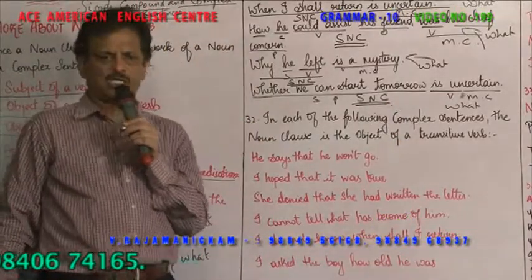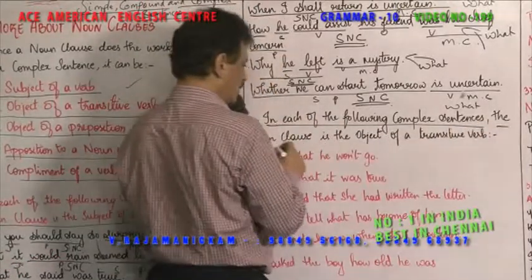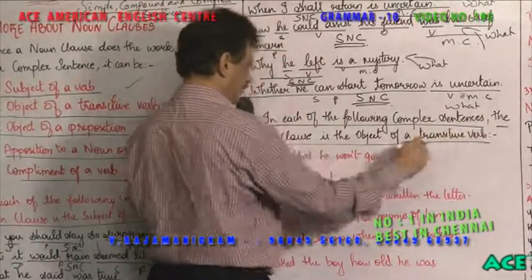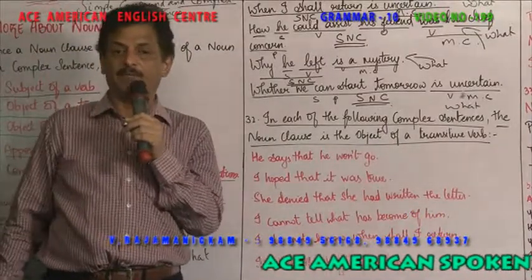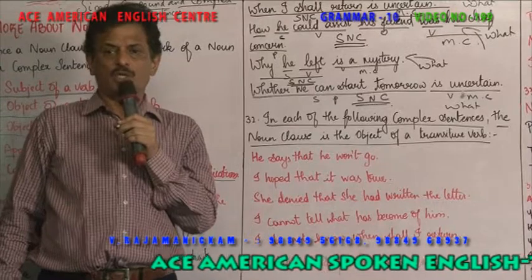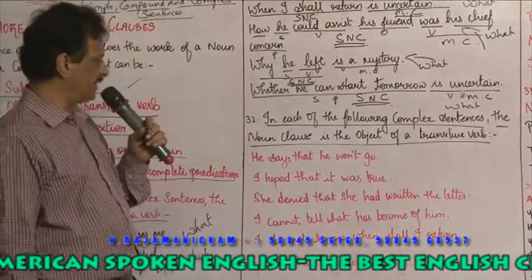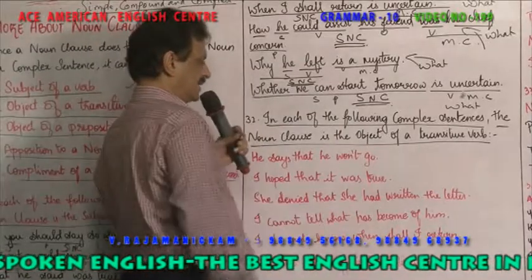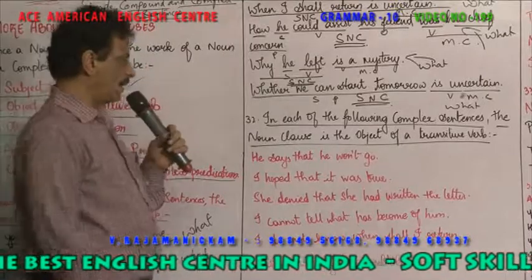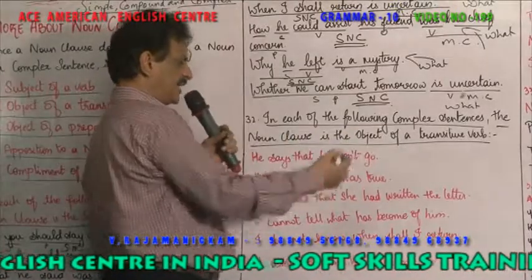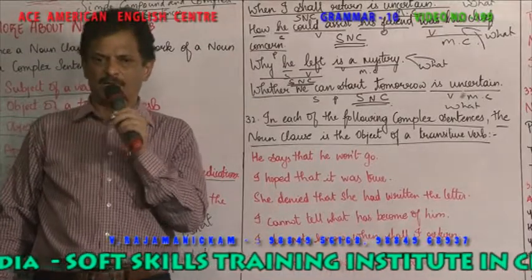The subject noun clause. Now in each of the following complex sentences, the noun clause is the object of a transitive verb. Transitive verb means what? It takes an object. Say for example, I eat a mango. I eat what? A mango. So it is a transitive verb. Whenever it takes an object, it is called a transitive verb. In each of the following complex sentences, one sentence depends upon another sentence. The noun clause is the object of a transitive verb. You ask the main verb what and you get the object. That is a noun clause.